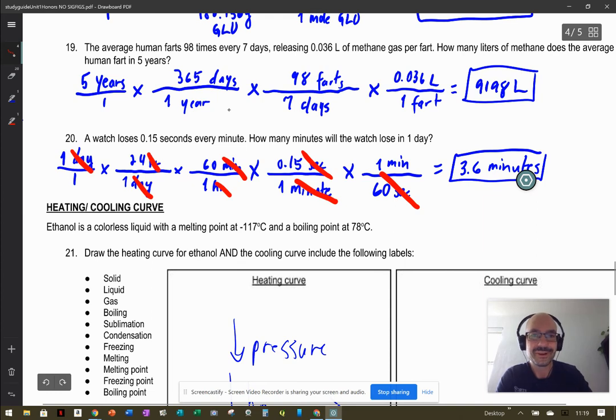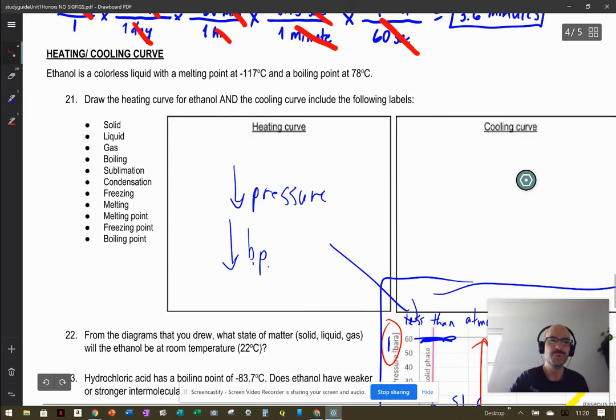In this case, this is a little tricky. It's telling you how much it will lose in 1 day. So you're starting with 1 day, but it's asking you to convert to minutes lost in 1 day. So you have to take your day, convert it to hours, hours convert it to minutes, minutes convert it to how much you lose in each second. So this is where we have our 0.15 seconds each minute, but the question didn't ask how many seconds, it asked how many minutes. So we have to convert it again from seconds to minutes, and we get 3.6 minutes. Ooh.